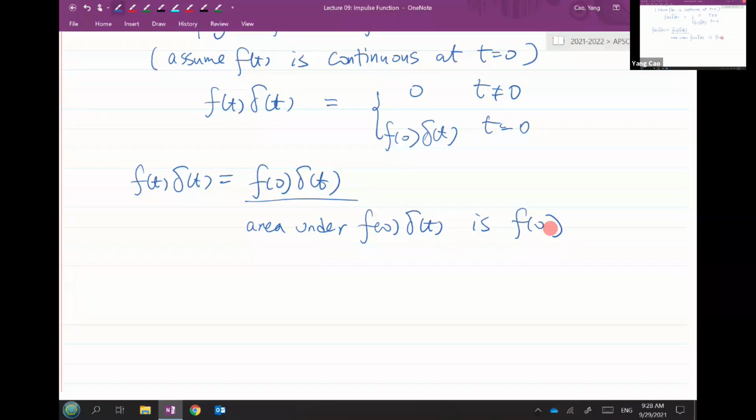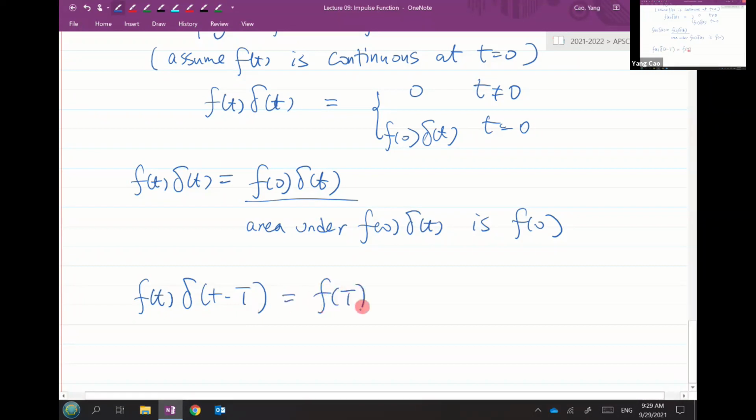Exactly. So let's say you want f of t at a location of capital T. Of course you can do this, but how do I pick it out? I take f of t times delta t minus capital T. So you shift the impulse function to a different location, and then you get f of capital T times delta t minus capital T.